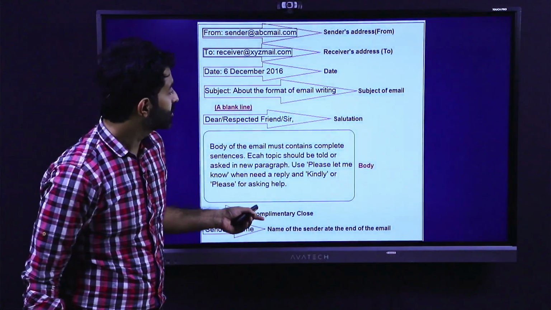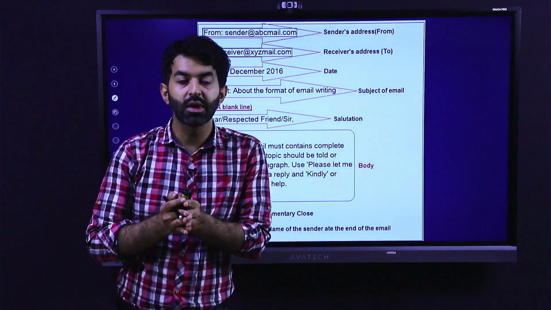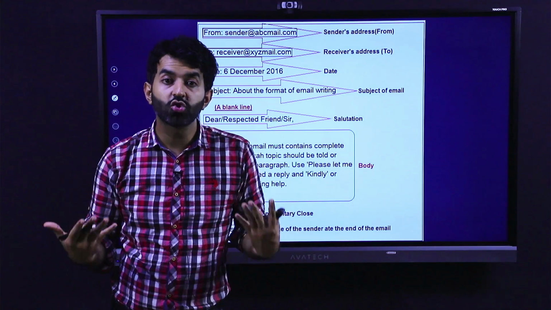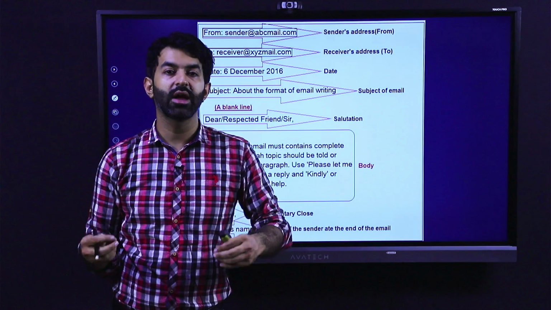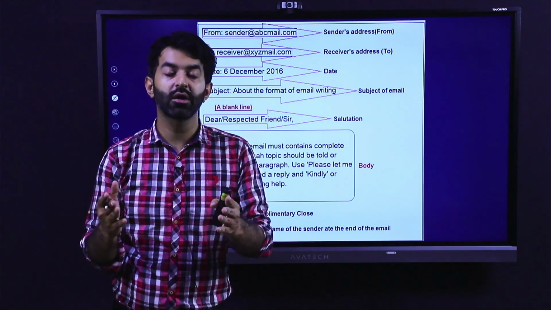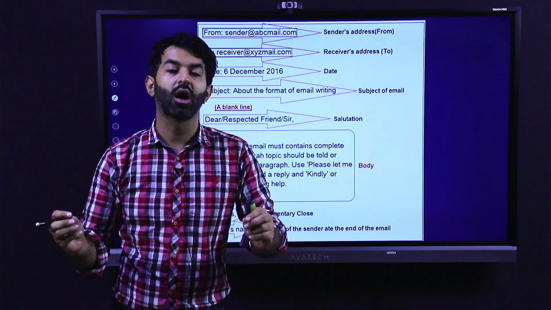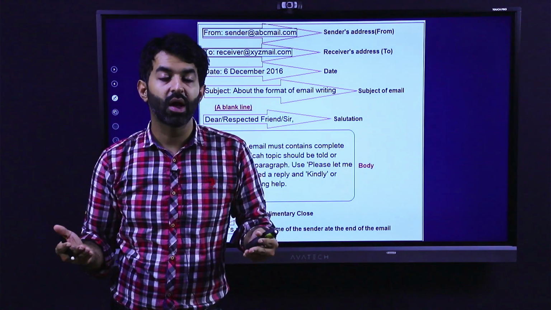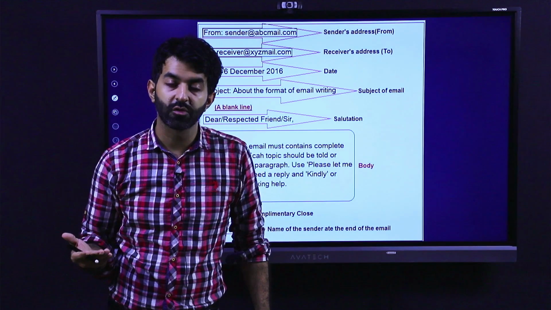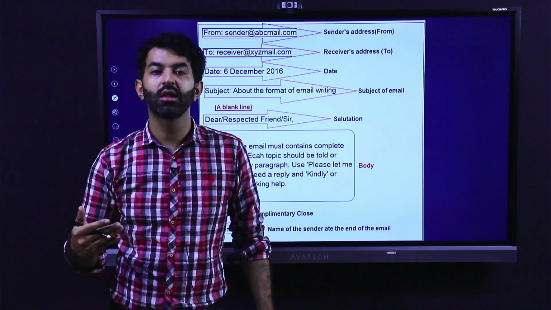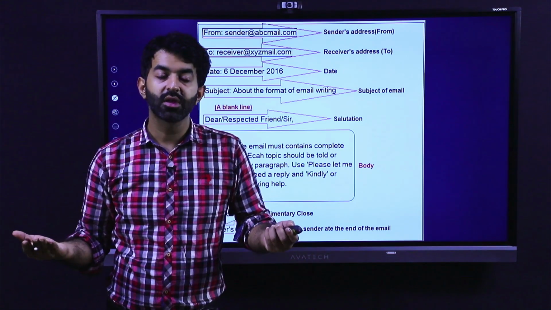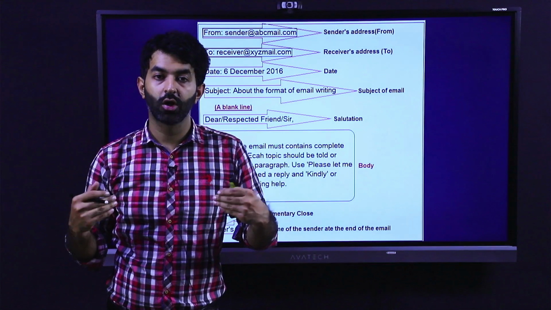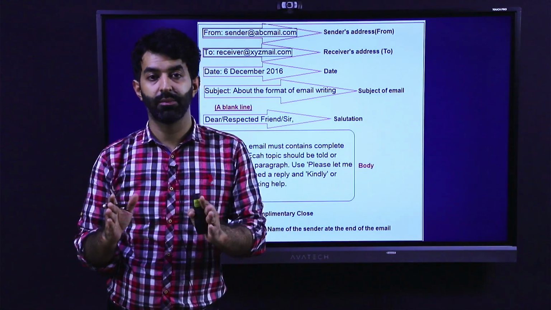All right, students, when we are talking about an email, it stands for electronic mail. Again, we are writing a letter, and we are delivering a mail, but using the internet, using different kinds of services like Gmail, Yahoo, etc. And now the same thing, we are going to follow the professional and academic tone.